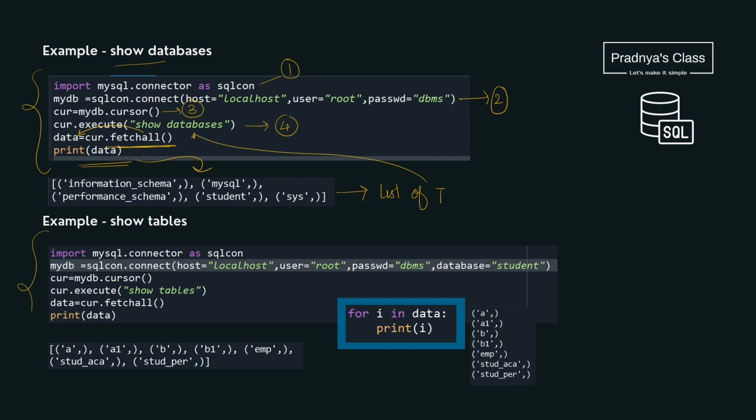Here we are trying the second query, that is show tables. The code is the same. If you want to print the fetched result set one by one, you can use a for loop. Now look at the output. Here the names of the tables are getting printed one by one.